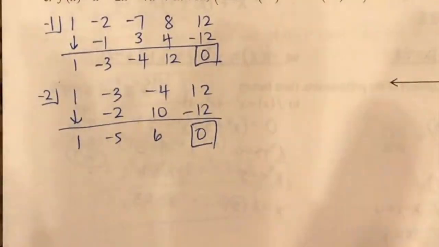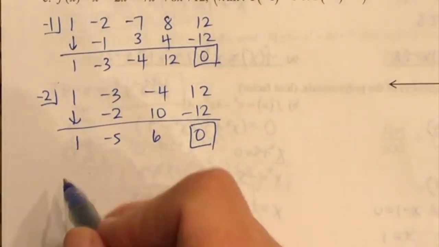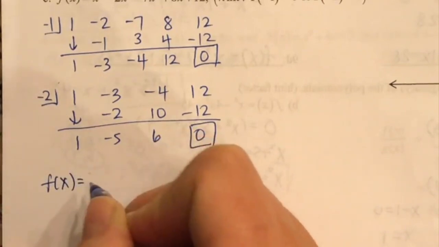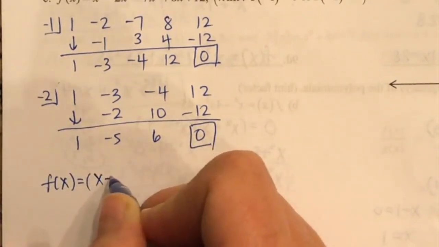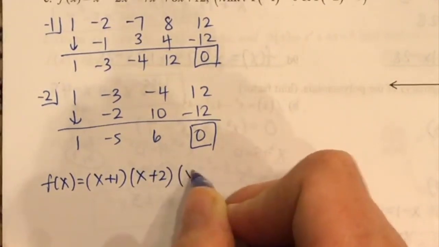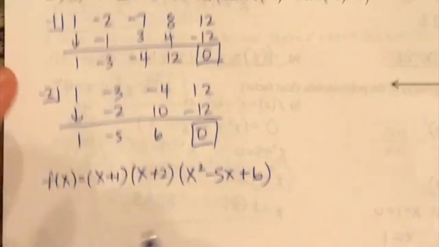This is now cubic. Yay! I want it to be a cubic because once I get down to a cubic, I can factor or use the quadratic formula. All right, so f of x is equal to (x + 1)(x + 2)(x squared minus 5x plus 6). Now, where did all that come from?